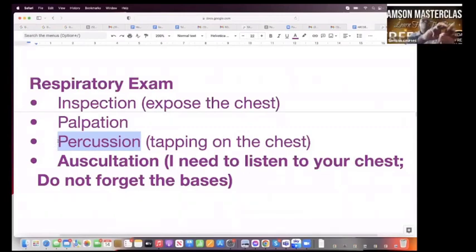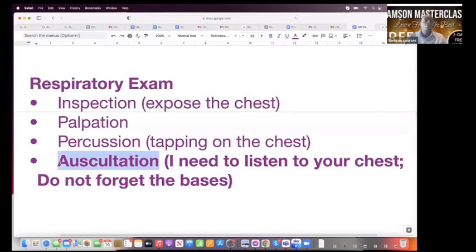Your wrist needs to move when doing percussion. Yeah, your wrist needs to move. Not forgetting percussing on the bases, but you do it like somebody looking for hyperresonance, somebody looking for dullness on percussion. Yeah, good. Next is auscultation.